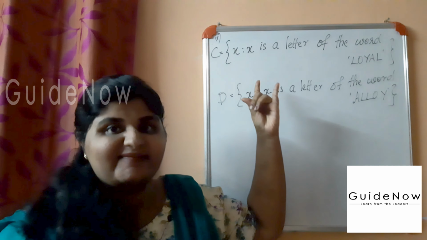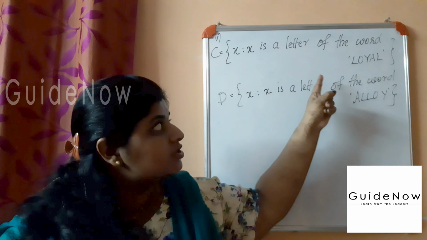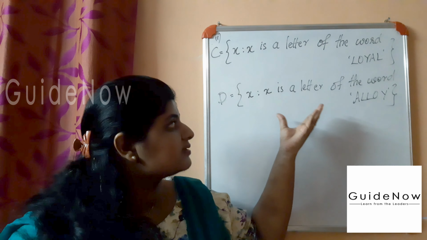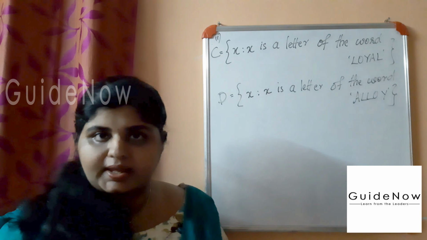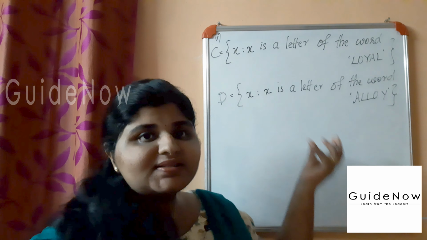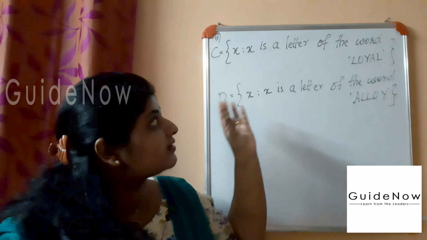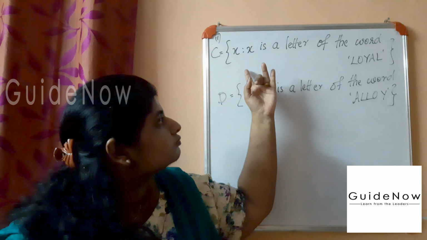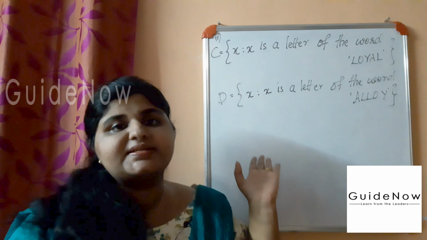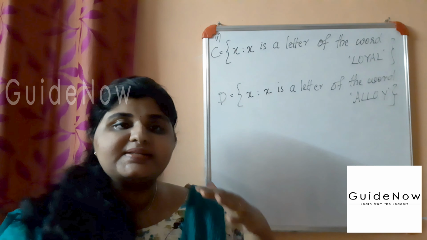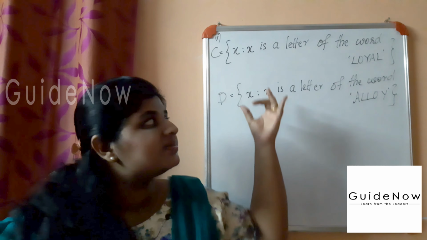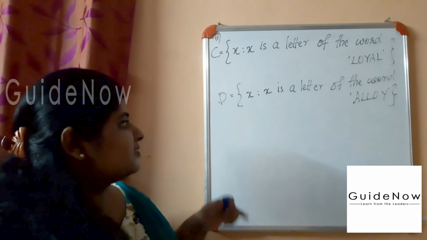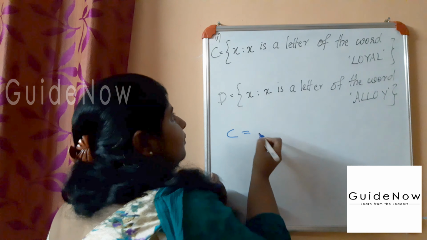Here set C is given as x such that x is a letter of the word loyal, and D is given as x is a letter of the word alloy. Two words are given, and x is the letters of those words. Both sets are given in set builder form. But in this type of question, you have to convert this form into roster form first. So how to write set C in roster form?